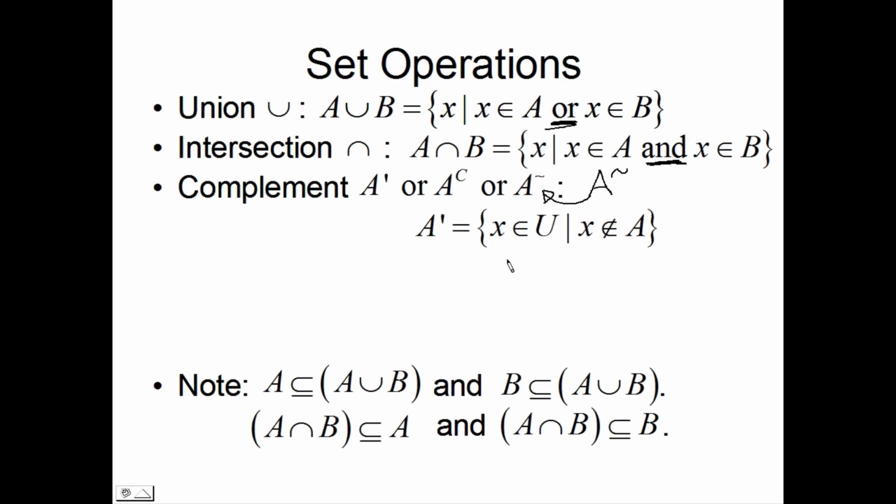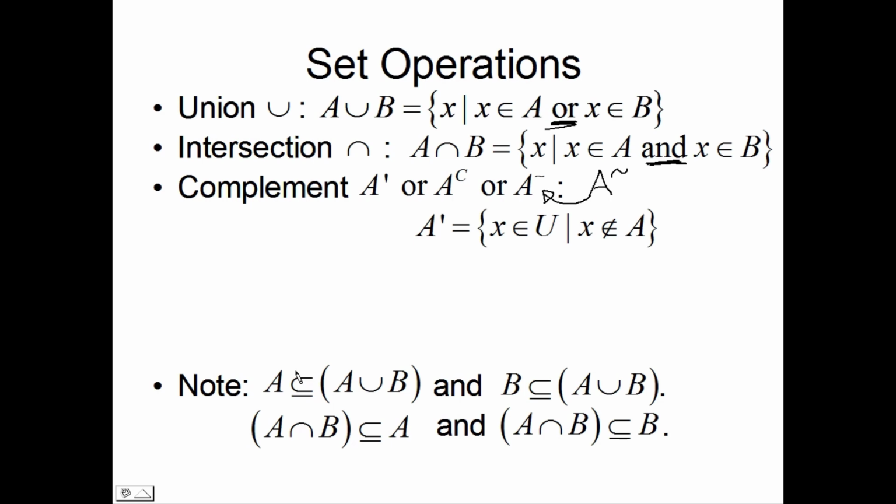Okay, and so what this means is basically the set of elements that are not in set A. And we have to be careful that we realize the only elements under consideration are those that are in our universe or our universal set. So this means everything in our universal set that is not an element of A.